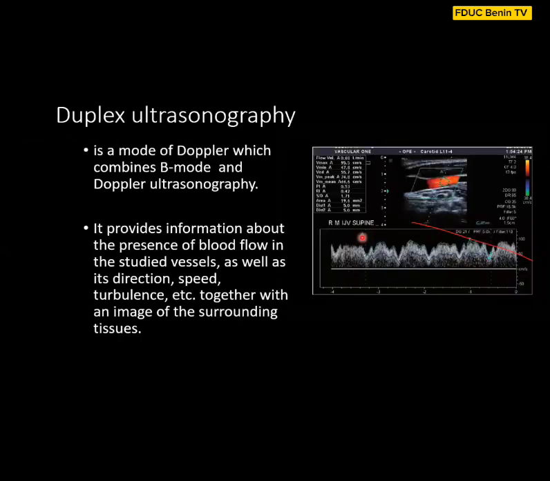Then we are going to talk about duplex. Duplex ultrasound is the mode of ultrasound that combines B mode and Doppler. When you see on the same screen a B mode with Doppler ultrasound, this is called duplex ultrasound. It provides information about the presence of blood flow in the studied vessel, as well as direction. We are seeing the B mode and then the color Doppler displayed on a B mode image. That is called duplex ultrasound.